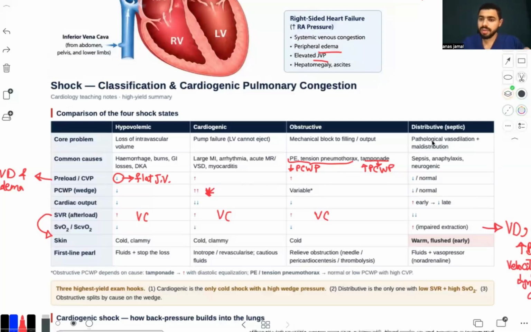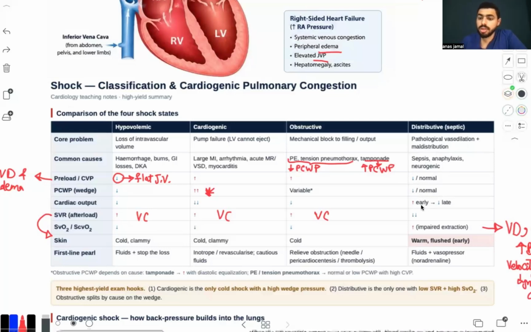Finally, we have the distributive shock. This is due to pathological vasodilatation, opening the capillary pores, allowing plasma leakage, causing maldistribution of the plasma and reducing the effective circulatory volume. This could be due to sepsis, anaphylaxis, or neurogenic shock, in which the body loses its sympathetic tone over the blood vessels. Pulmonary capillary wedge pressure and central venous pressure will be low because of the reduced effective circulatory volume, and could be normal.